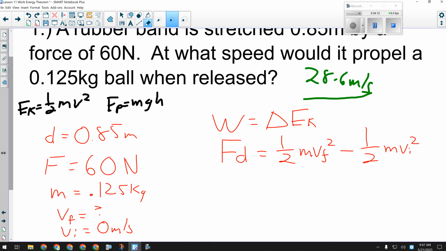The pattern still follows. Okay, since vi is 0, what's 1/2 times m times vi? 0. So can I just get rid of it? Right? Subtracting 0 doesn't really affect anything. Right? So I'm just going to get rid of that. Okay. Question wants to know what's V. How do I get V by itself? Divide. Right. Divide 1/2 of m over to the other side.